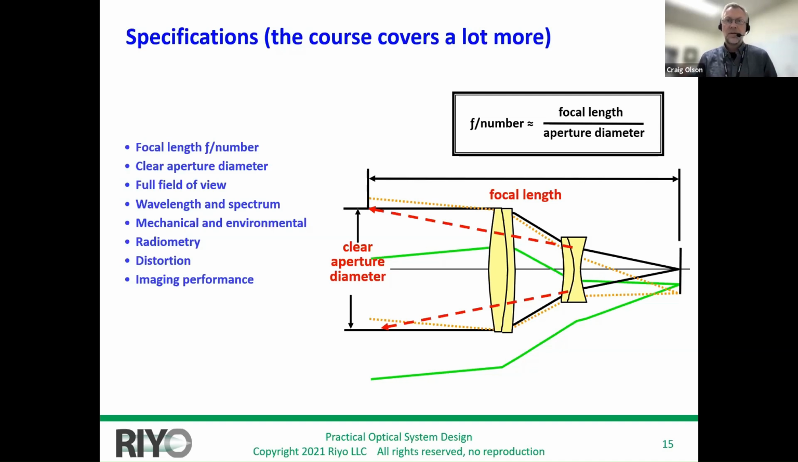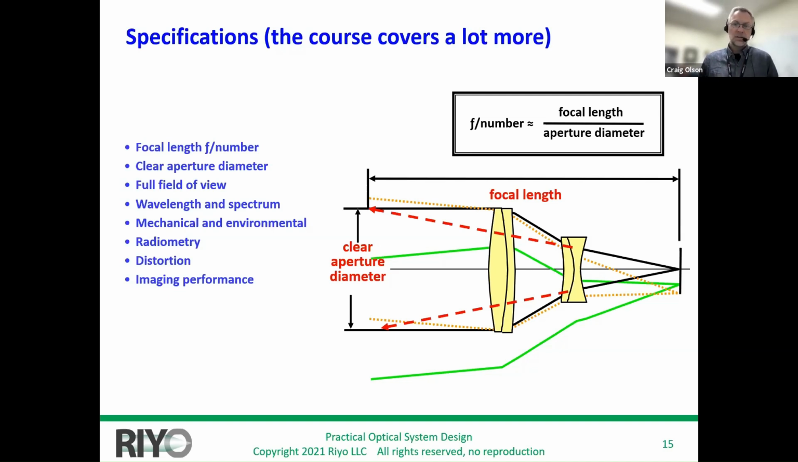If you learn nothing else, you need to learn all the things that you need to specify for an optical system. It's not just, I have a focal plane this big and I need a field this big, I need an image. There's a whole slew of other things that are important. The focal length, the aperture diameter, and the F number are all intrinsically related. And those are very important to specify, but you also need to worry about what the wavelength are, what's the mechanical, environmental, how much light do I need?